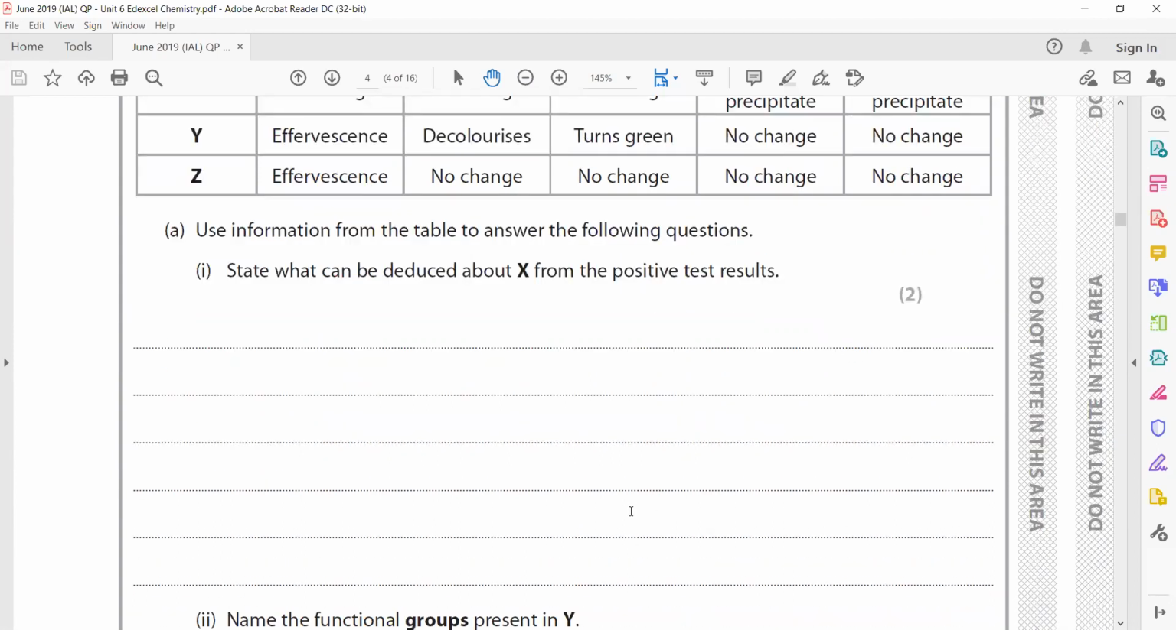So what we can deduce about Y, we can say that because it is decolorizing the bromine water, there is a carbon-carbon double bond or unsaturated hydrocarbon, and it is reacting with sodium, so it shows that an OH is present within the structure.